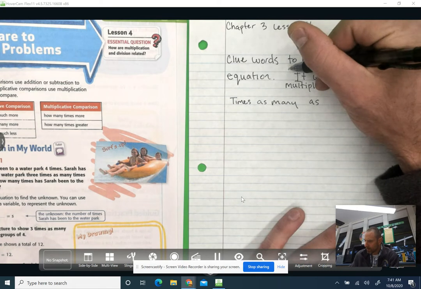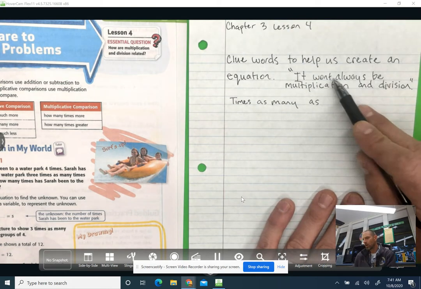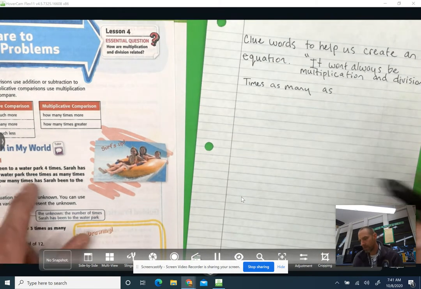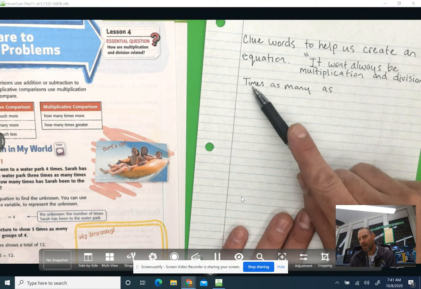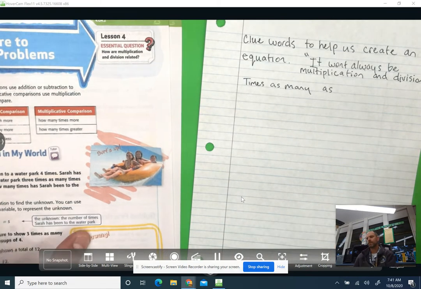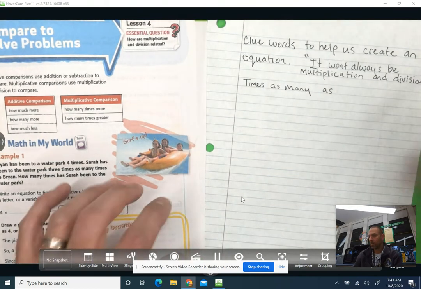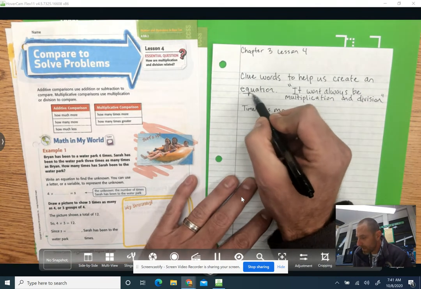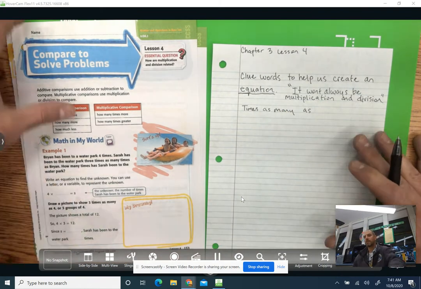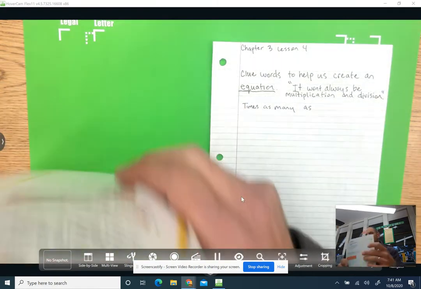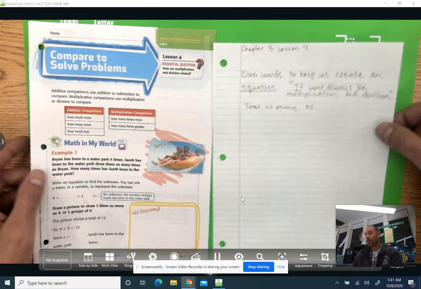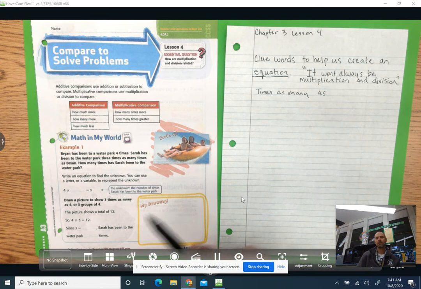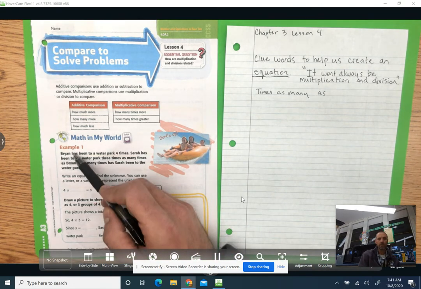And I've got a little note here. It says it won't always be multiplication and division. One of the clue words that we're going to be looking out for is "times as many as," right? So the ultimate goal here is for us to be able to create an equation, a number sentence that has a letter for the unknown, or a variable, right? So we have times as many as. Let's look at this first example here.